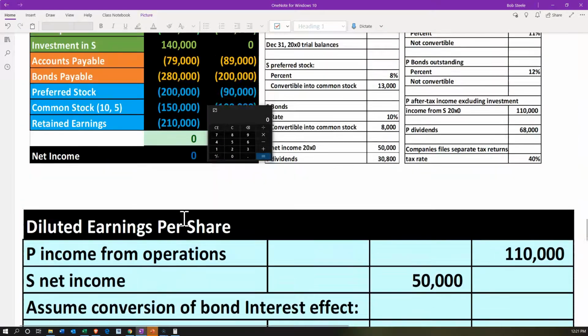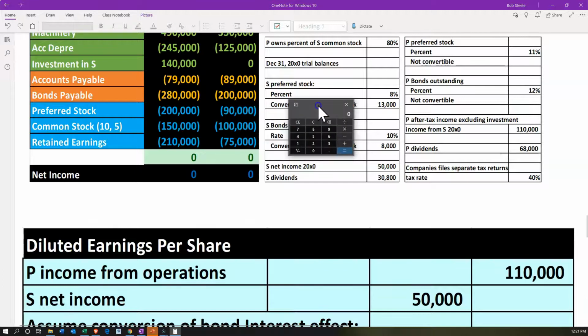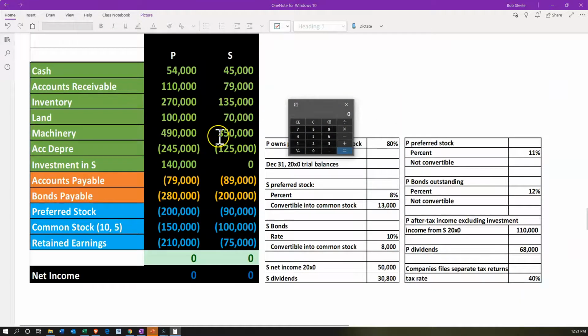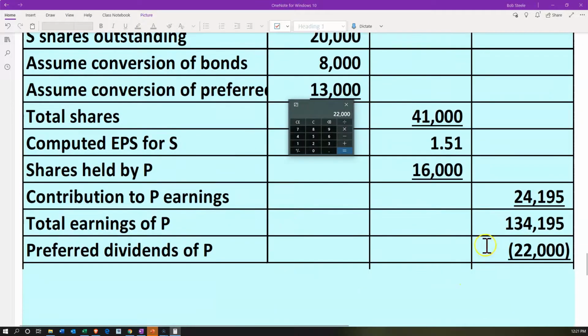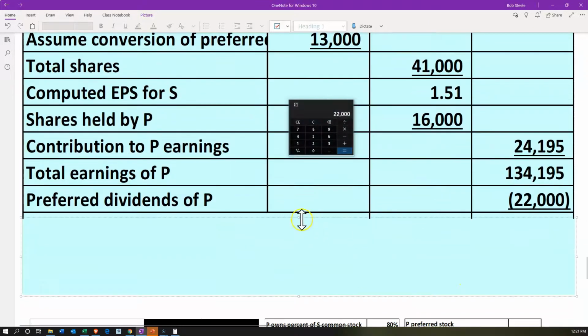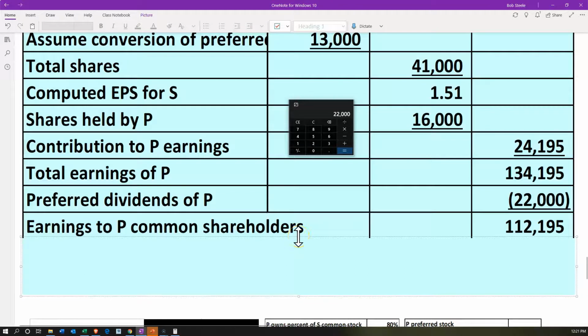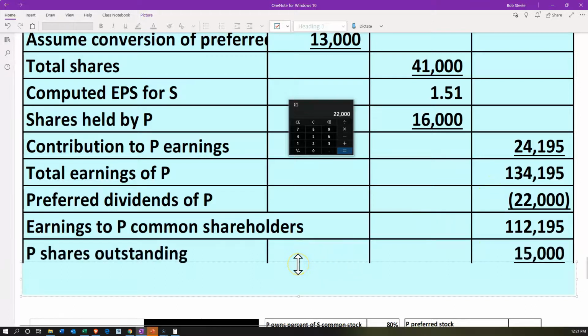So scrolling up, same calculation we did last time for the preferred dividends of P. So P has the preferred dividends of the 200,000. So we'll take that 200,000 multiplied times the 11%, 0.11. That's going to give us our 22,000. So we're going to remove then the 22,000, and that'll give us our earnings to P common shareholders of the 134,195 minus the 22,000, or the 112,195. Then we have P shares outstanding.